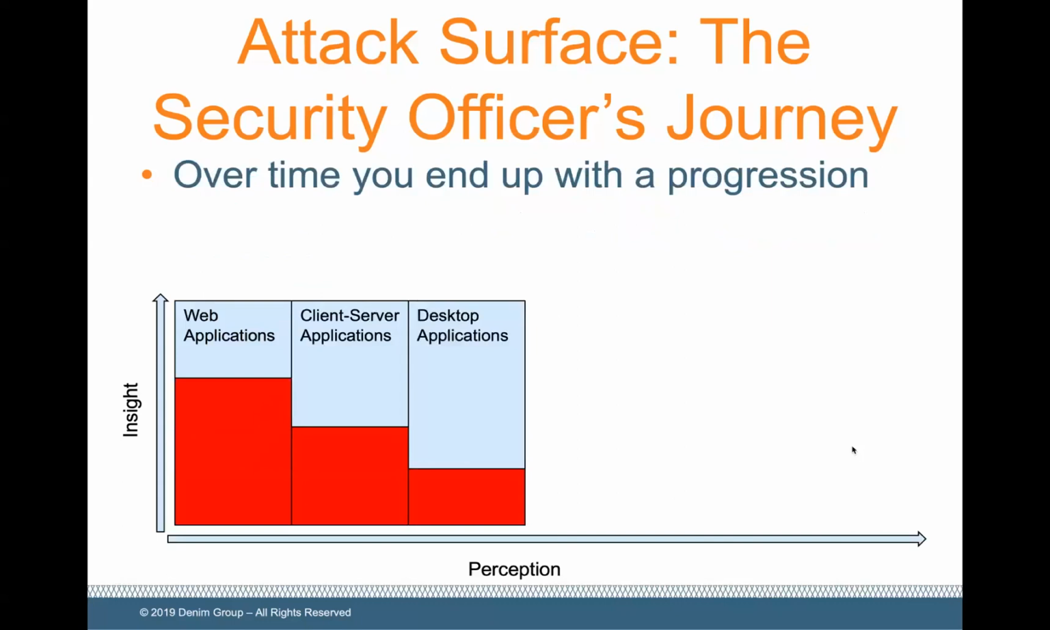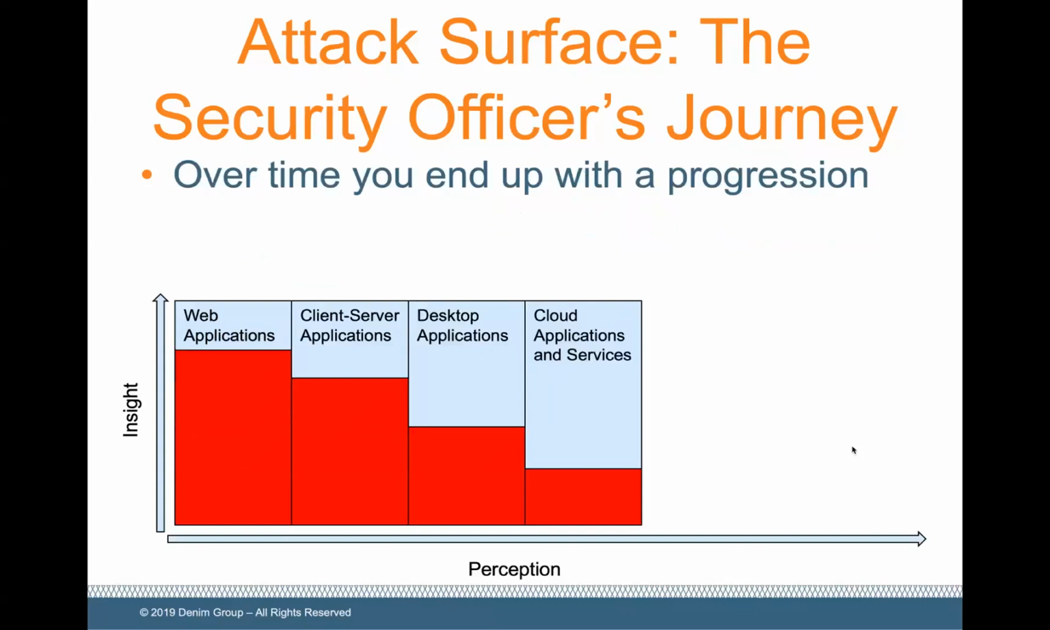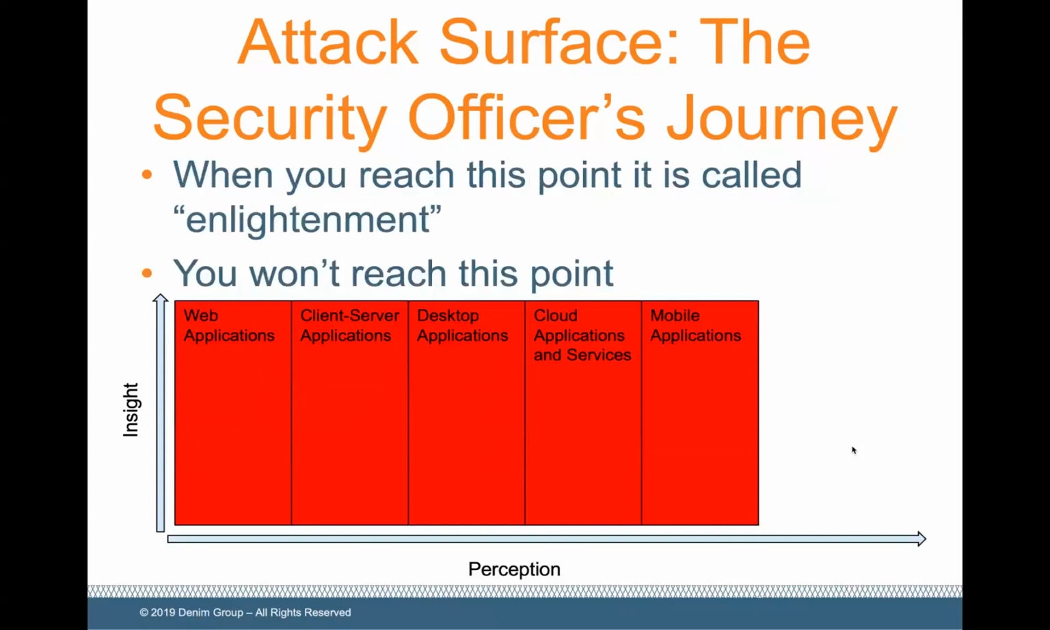And then we know a little bit more about desktop applications and the risks they expose us to, cloud applications and services, mobile. And then over time, hopefully you're getting a more comprehensive view of the types of applications that are potentially of concern, as well as a deeper insight across those categories. And the joke is, when you reach this point where you have a complete understanding of this, that is called enlightenment. I assure you, you're not going to reach this point, but that doesn't mean that it's not something that you can strive for and aspire to.